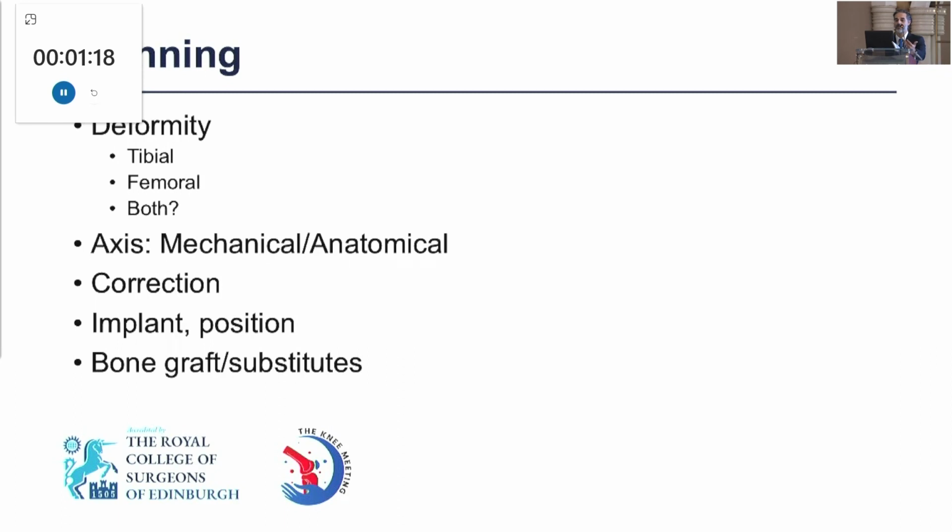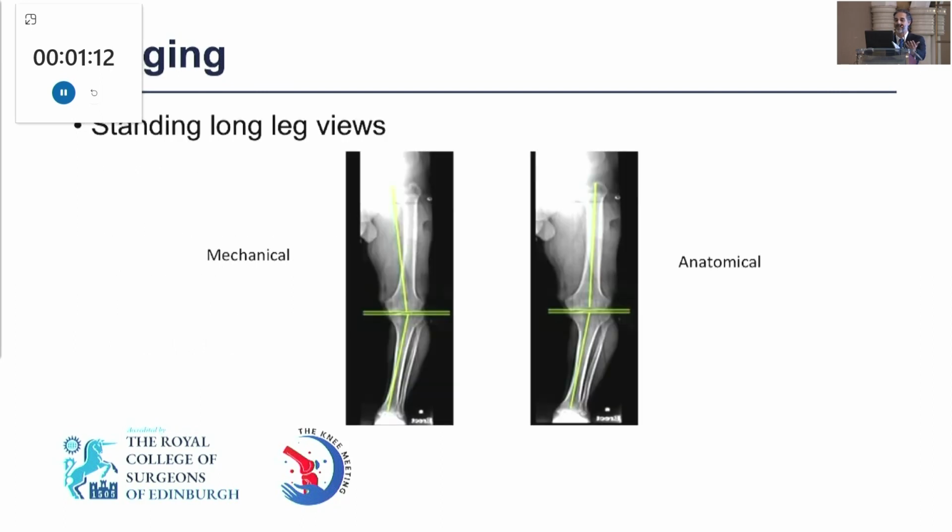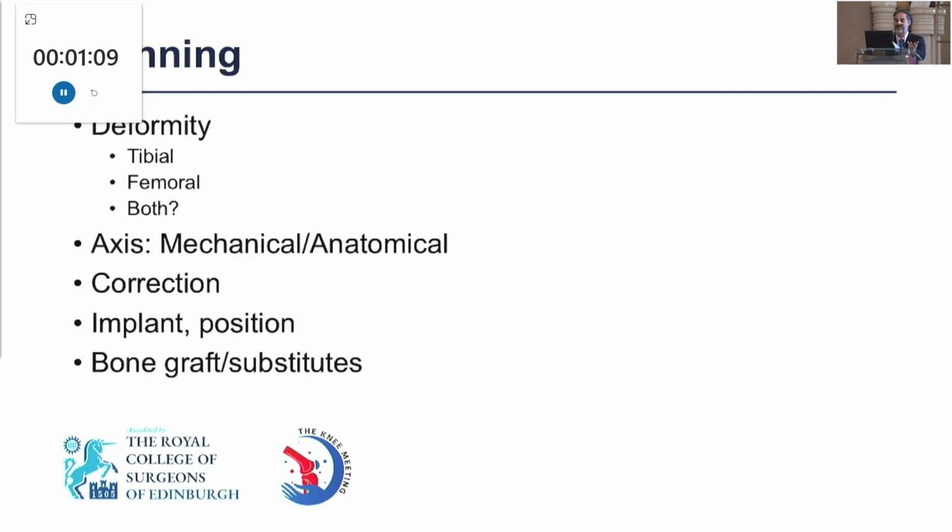So, looking at the deformity, whether it's in the tibia, whether it's in the femur, whether it's both, you're going to look for mechanical axis, anatomical axis, you're going to decide on the correction, and then you decide which implant you're going to put in. You're going to decide if you're going to use any bone grafts or substitutes.